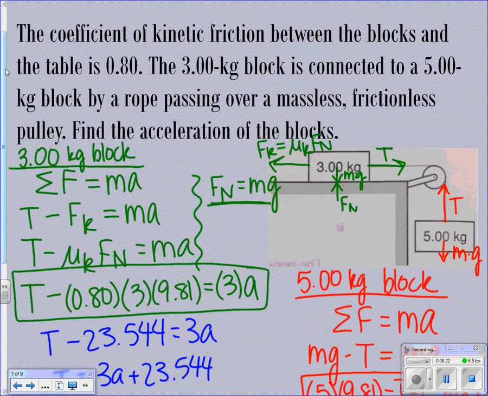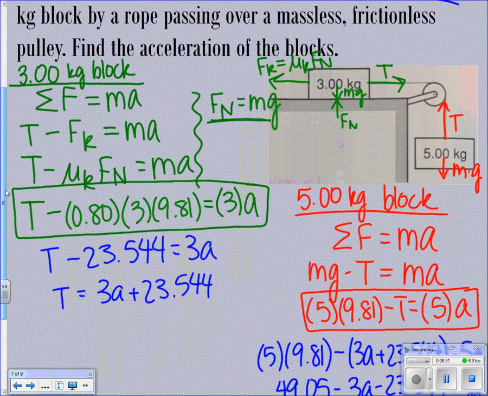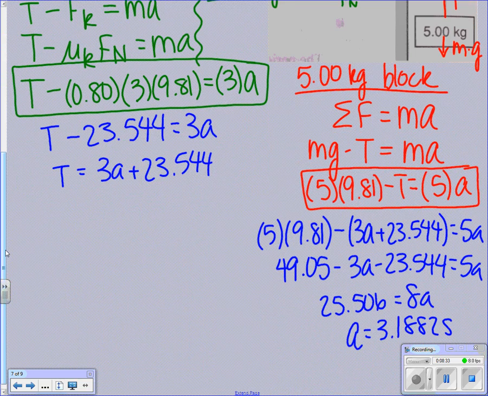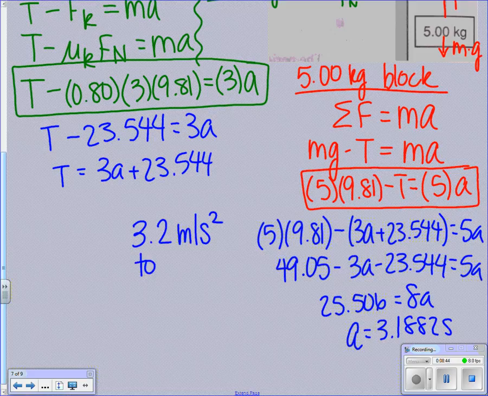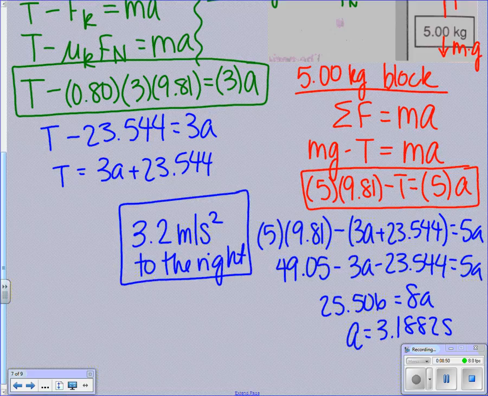Now let's look back up here at the problem. We have 2 sig figs, 3 sig figs, 3 sig figs. So our answer needs to have 2 sig figs in the final answer. So we would take our 3.18 and make it 3.2 meters per second squared because it's acceleration. And our block is moving to the right. So that would be your answer for this example.